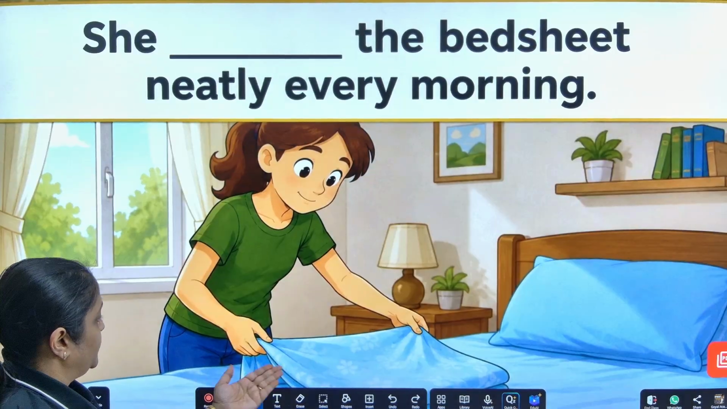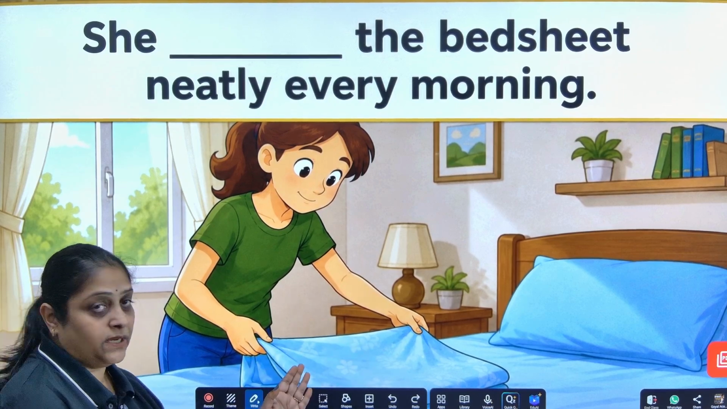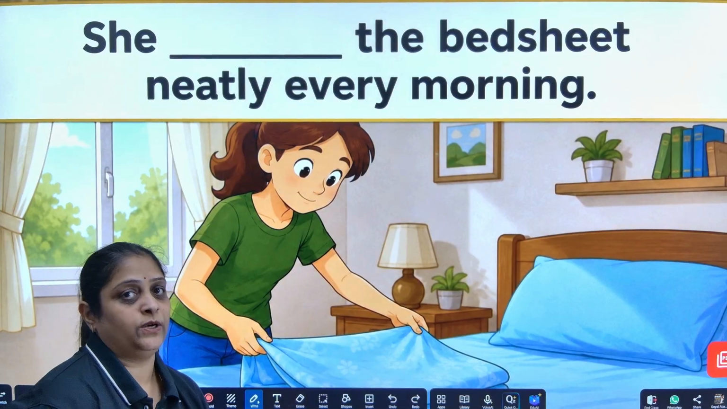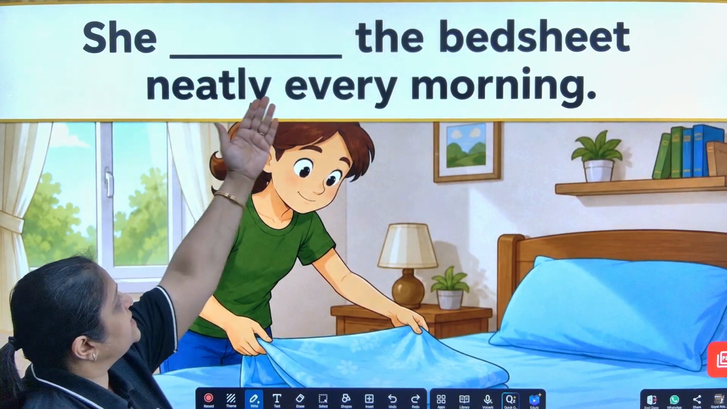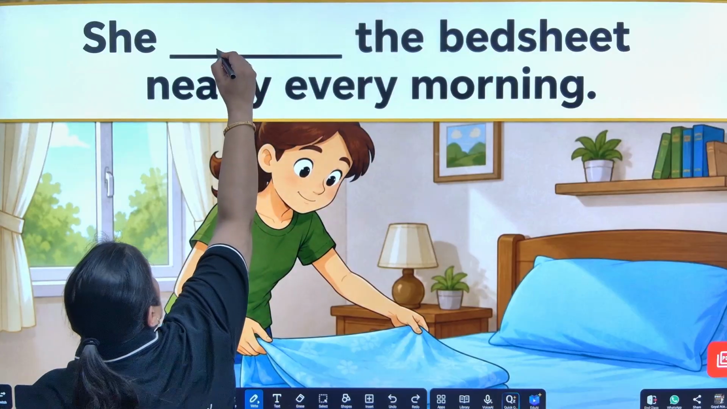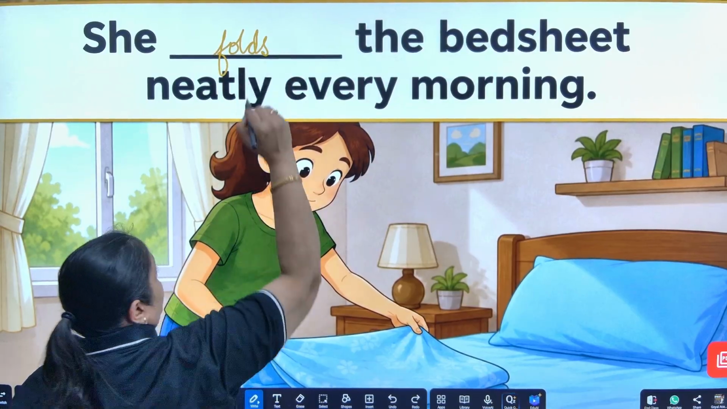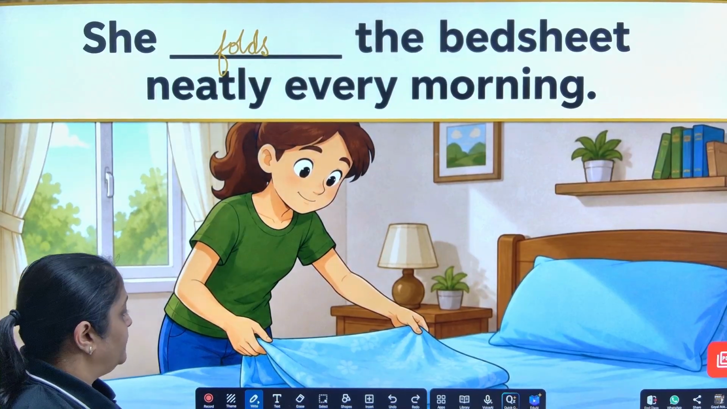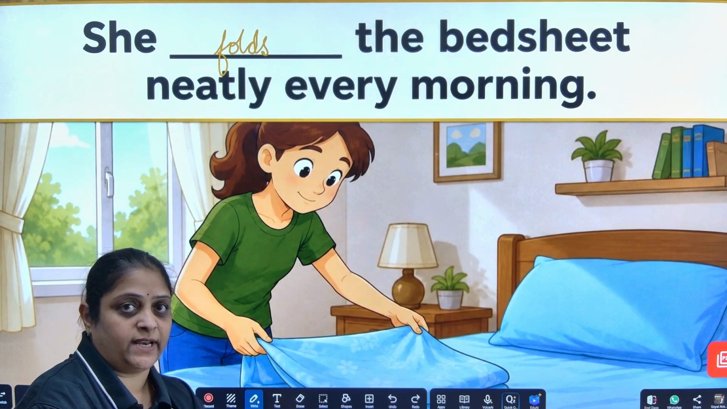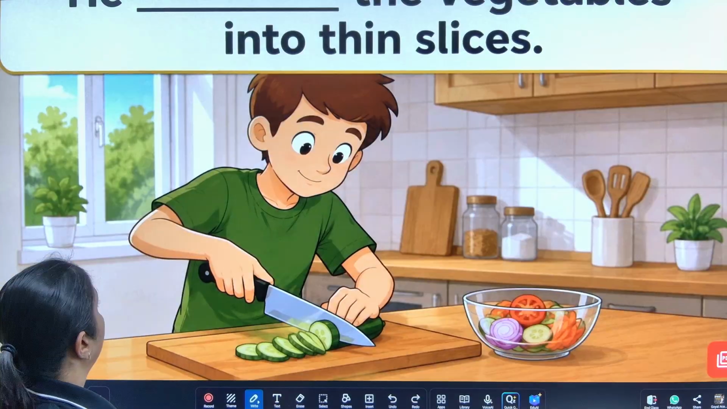Next, the picture says she is trying to do something with the bed sheet. Yes, so whenever in the morning I make my bed, what do I do? She folds the bed sheet neatly every morning. So here it will be, she folds the bed sheet every morning, right? Folds. When you arrange your bed, you fold the bed sheet and keep it neatly. So this is the sentence.